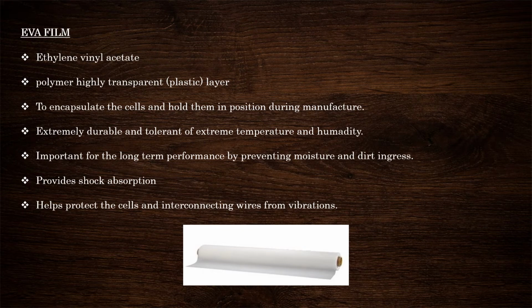Next is EVA film. In solar panel, we have two layers of EVA film. One is above the solar cell and another one is at the bottom of the solar cell. EVA is ethylene vinyl acetate. It is a highly transparent polymer layer. EVA film is used to encapsulate the cells and hold them in position during manufacture.